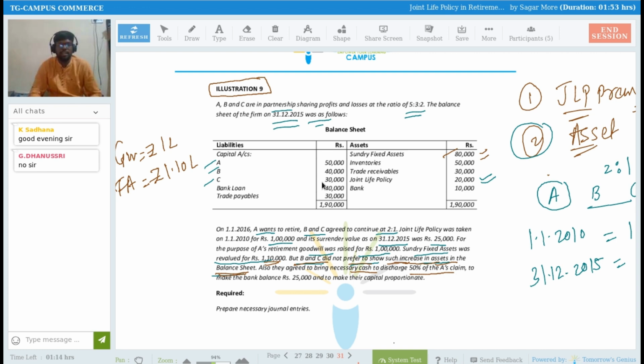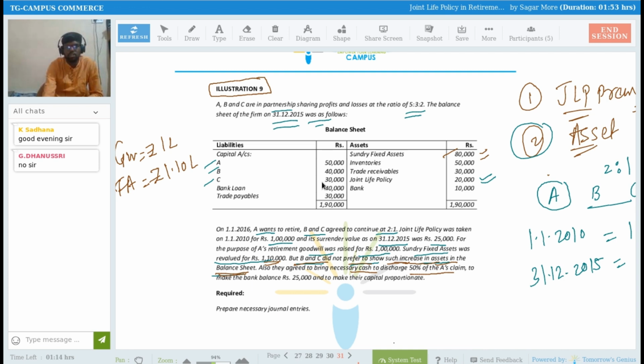So whatever amount is payable to A on retirement, out of that, 50% will be brought in by the remaining partners. That is nothing but B and C, right?